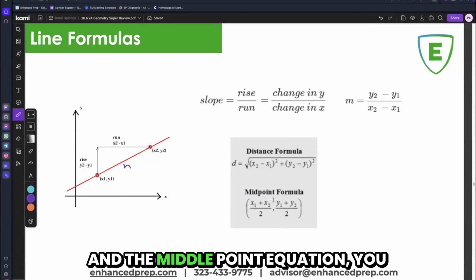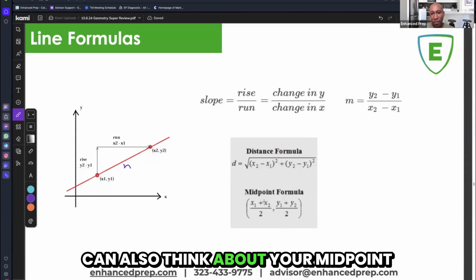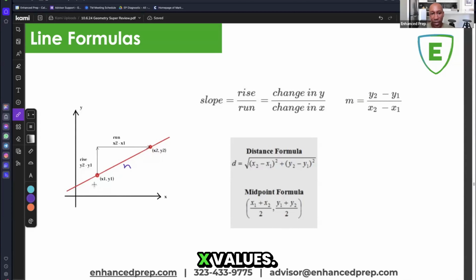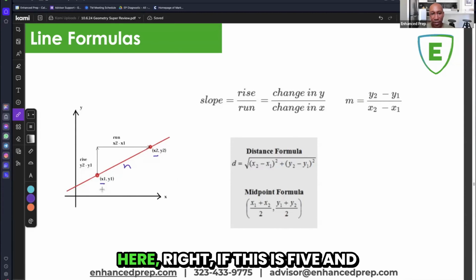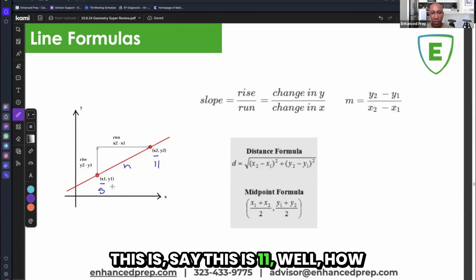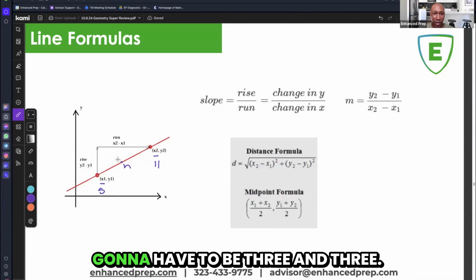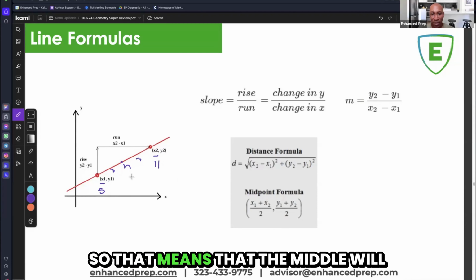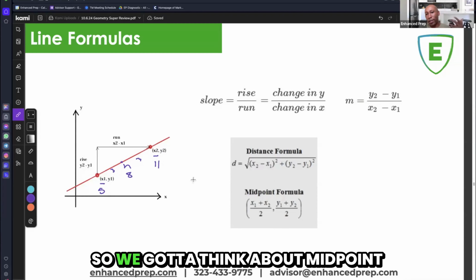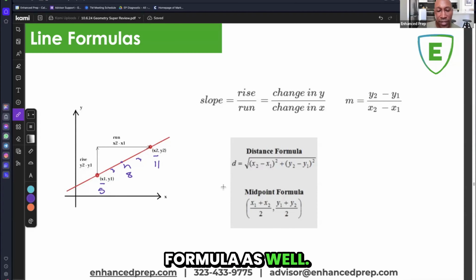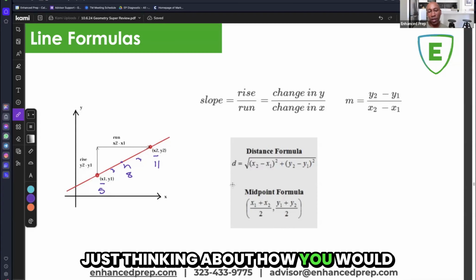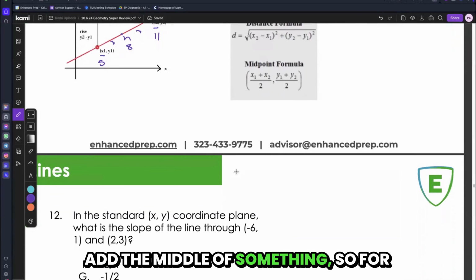Yeah. And you can also think about your midpoint equation just using your different x values. So if you think about x here and x here, right? If this is 5 and this is, say, 11, well, how far apart are they? They're 6 units apart. So we know that the middle part is going to have to be 3 and 3. So that means that the middle will be 8, right? So we've got to think about the midpoint formula as well. It's just the same thing as thinking about how you would find the middle of something, okay?